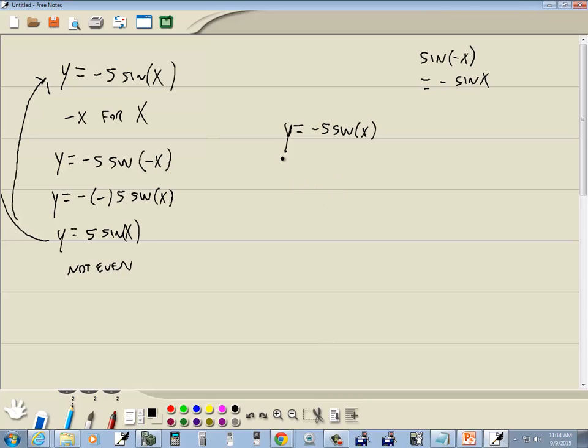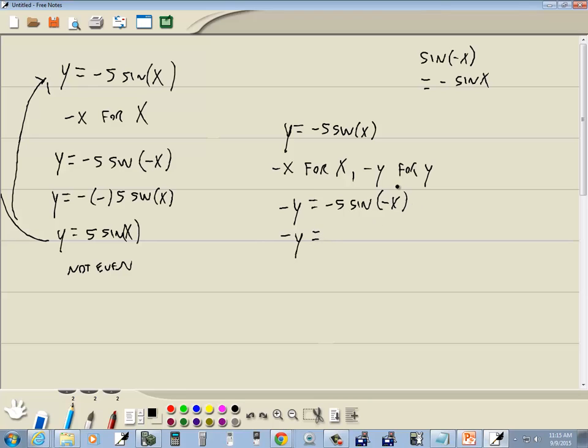Now the test for whether it's odd, and I know I already said that this is an odd function right here, but that doesn't necessarily mean that every function that has a sine in it will be odd. What you do is you plug negative x in for x, and you plug negative y in for y. And then you see if you can get it to look like the original function. Okay, so we're going to replace the y with negative y, and we'll replace the x with negative x.